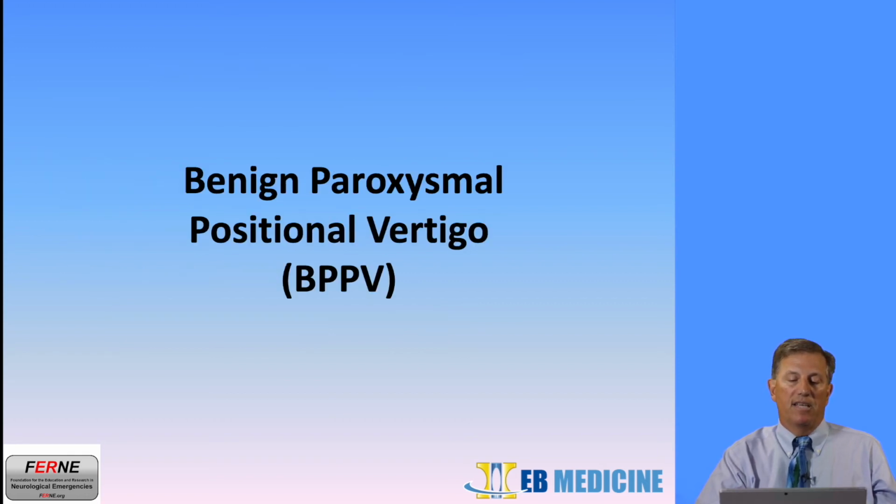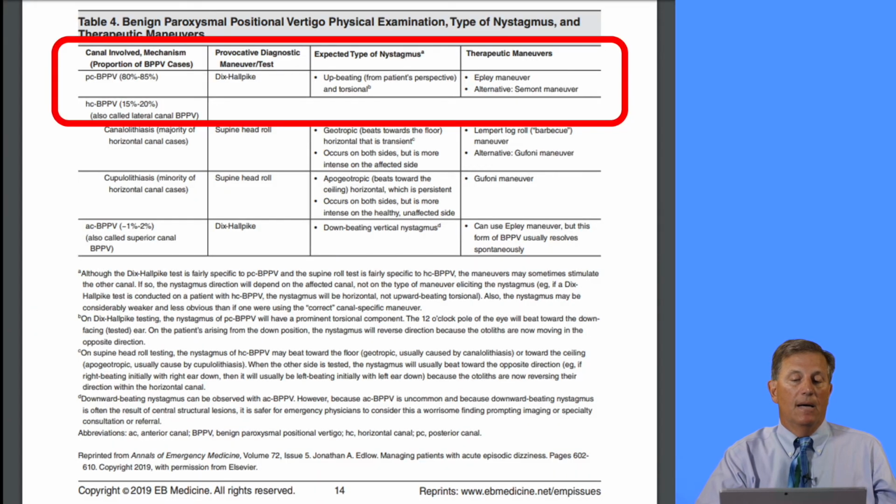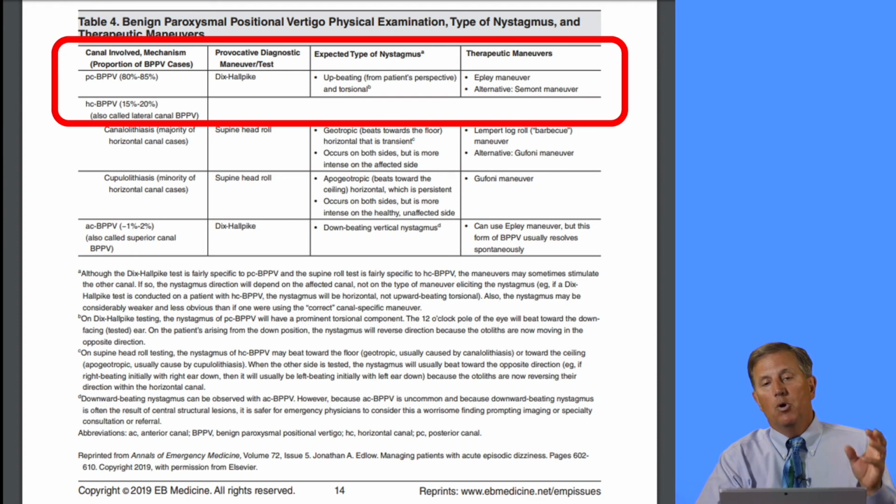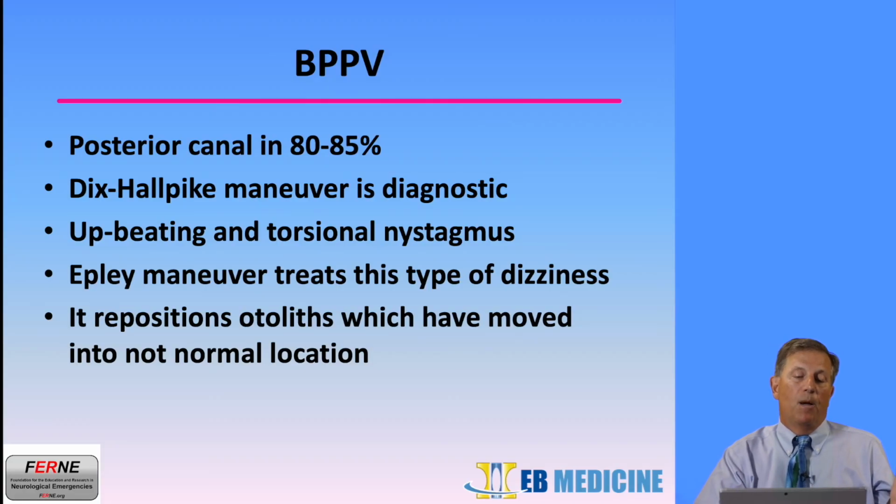Now, remember benign paroxysmal positional vertigo. We talked about this. When considering BPPV, there are two causes: posterior canal and the other, lateral canal, which is less common, which is movement of the otoliths into a position in the canals which is abnormal. So BPPV is a posterior canal problem in 80 to 85% of cases. Our Dix-Hallpike maneuver is diagnostic. Upbeating and torsional nystagmus can be seen. The Epley maneuver is the therapeutic maneuver that treats this type of dizziness. It repositions otoliths which have moved into a not normal location.